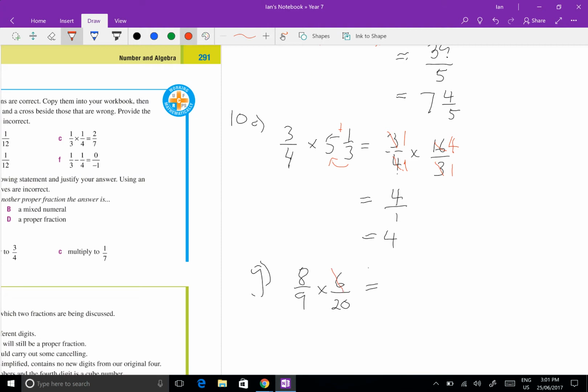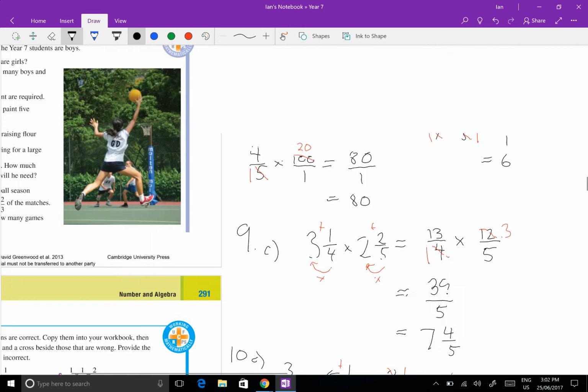I know that 3 goes into 6 twice. I know that 3 goes into 9 3 times. So I've made it simpler. Hey, I also know that 4 goes into 8 twice and 4 goes into 20 5 times. Now let's see what we get when we multiply those. 2 times 2 is 4 and 3 times 5 is 15. What question's that? 10G. And we're right.